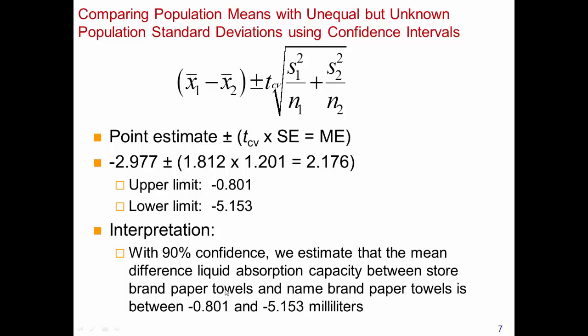So let's take a look at this for just a second now. The range is between negative 0.801 and negative 5.153. What do you think it would mean if our confidence interval were to span 0? Let's just say, for example, it was negative 0.801 and positive 5.153 milliliters? Think about that for just a second, and then we'll move on.